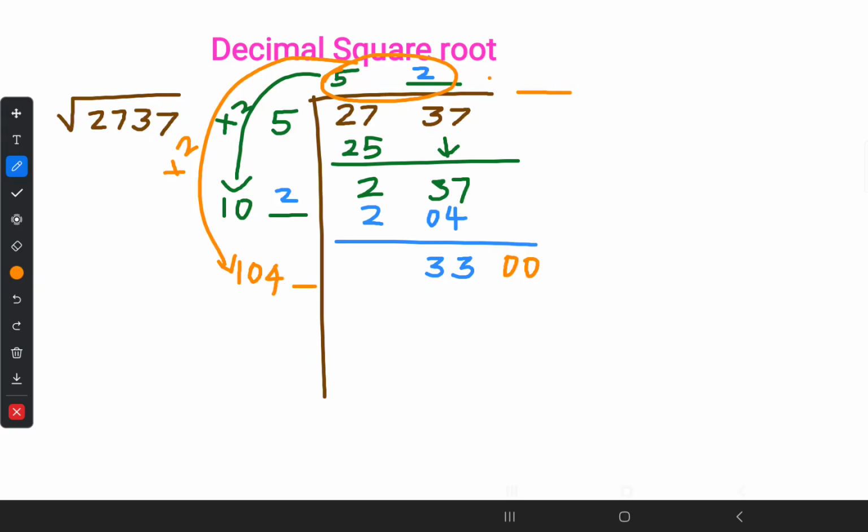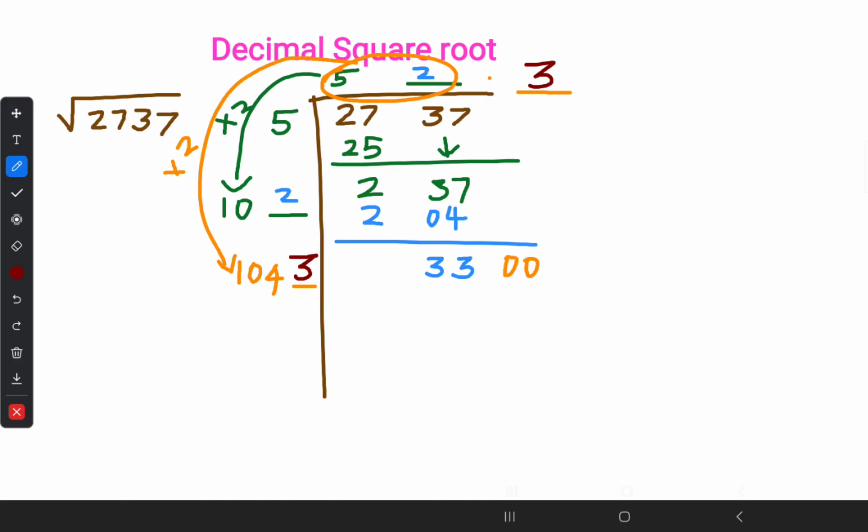Now also let's check with some numbers. Here let's try with number 1. So 1041 into 1, it's 1041. 1042 into 2, that's 2084. 1043 into 3, that's near to 3000. So we can place 3 here.